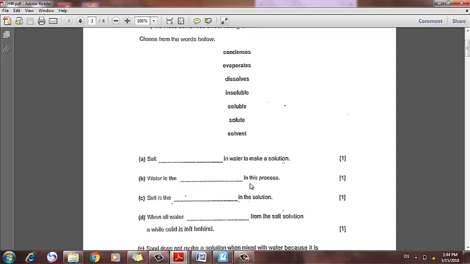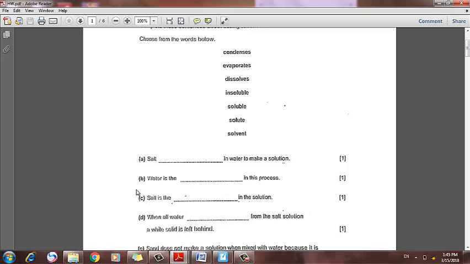Water is the solvent in this process. Excellent. Salt is the solute in the solution. Salt is the solute, whilst water is the solvent.